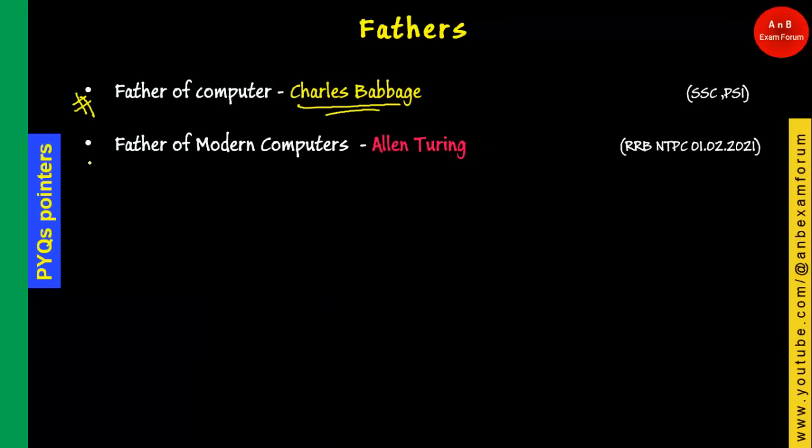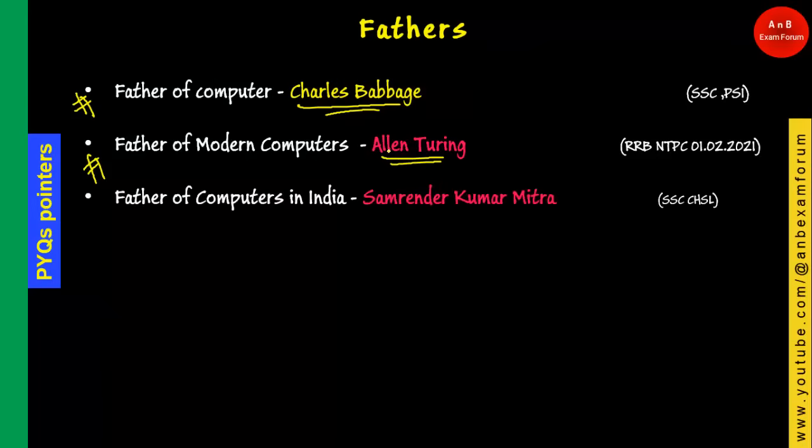And coming to the father of modern computer, it is Alan Turing. So Alan Turing is known as the father of modern computer. And the father of computer in India is Samrendra Kumar Mitra, and this pointer was asked in SSC CHSL. Why is he known as the father of computer in India? Because he designed the first analog computer in the year 1953, that we have seen. So these three fathers you should remember for the introduction to class.